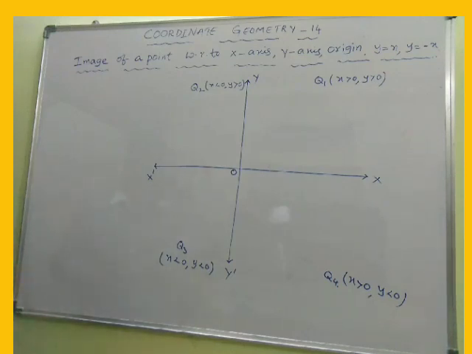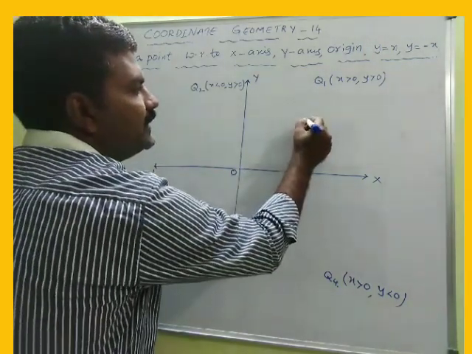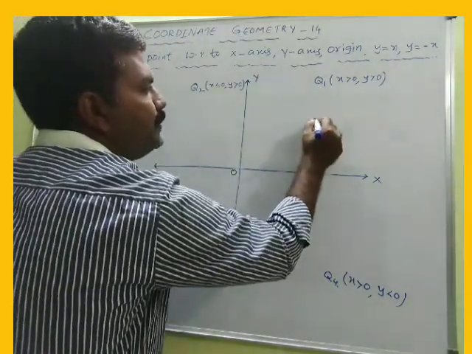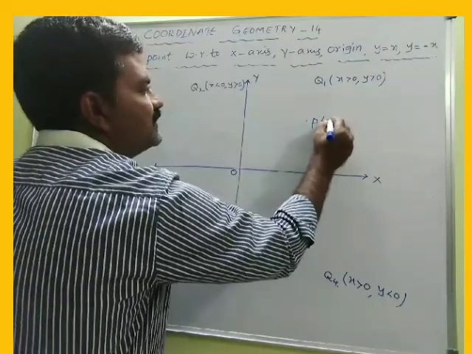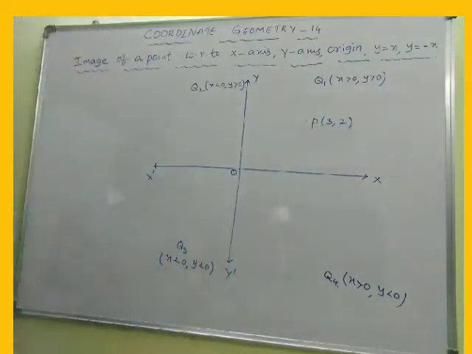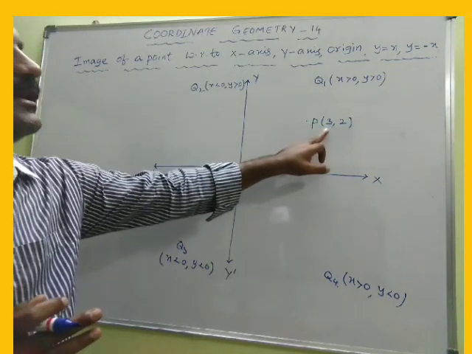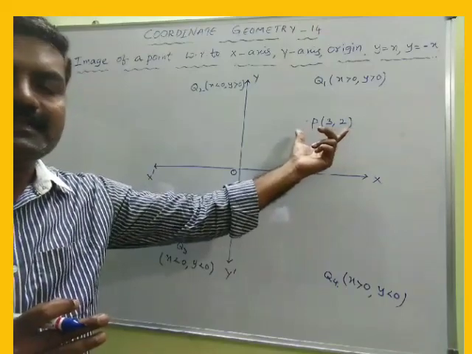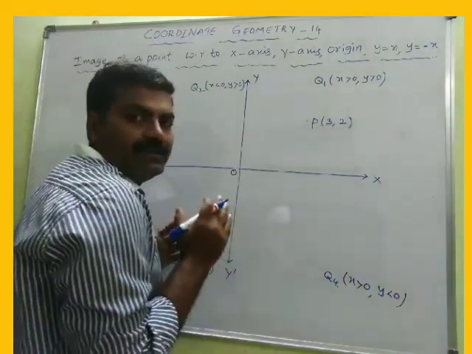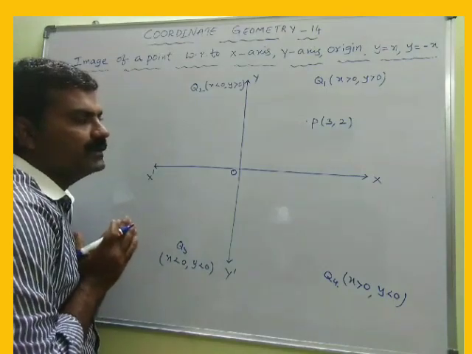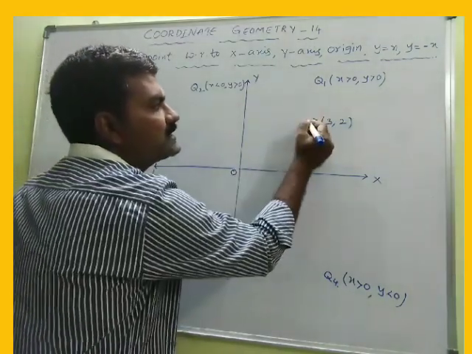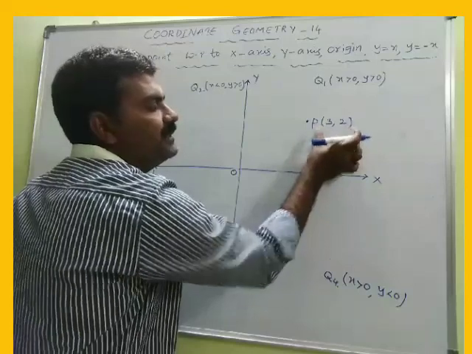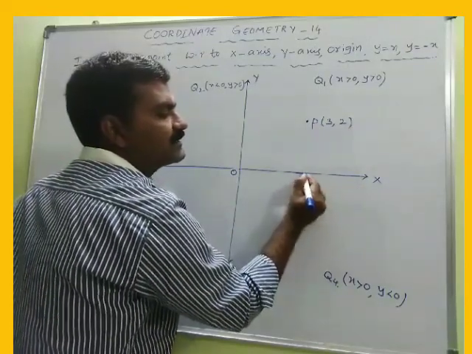Now let me introduce a point P, say (3, 2). Let us consider P (3, 2) to be any point in the coordinate plane. Since both the x coordinate and y coordinate are positive, there is no doubt that this point exists in the first quadrant. Right? Now I want to discuss the image of point P with respect to the x-axis.